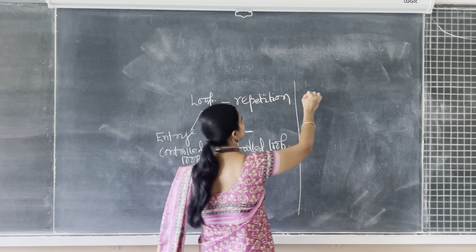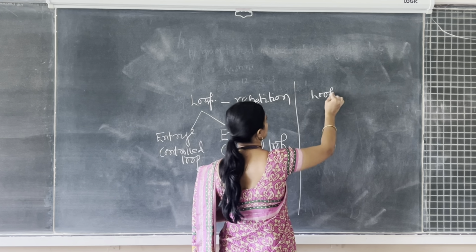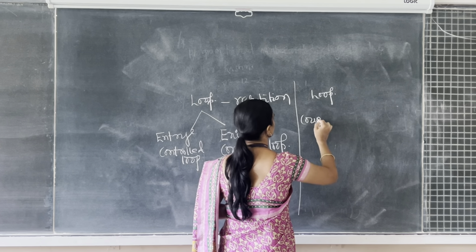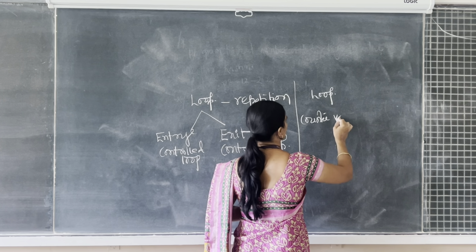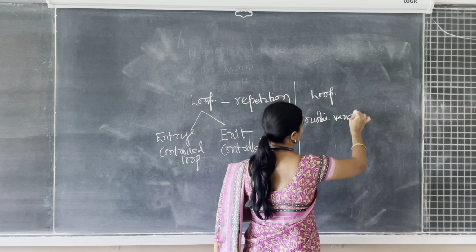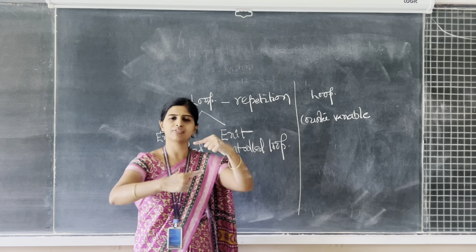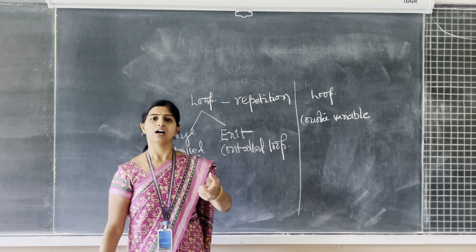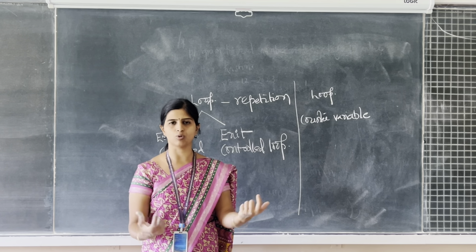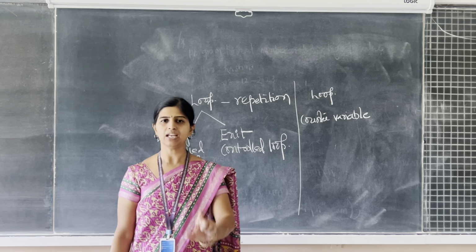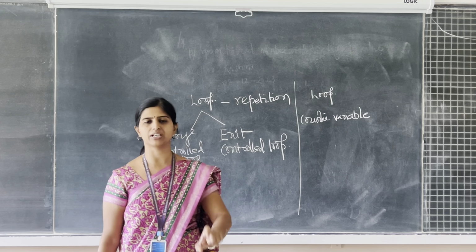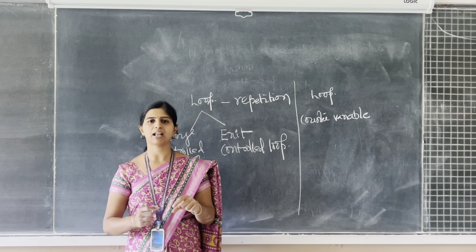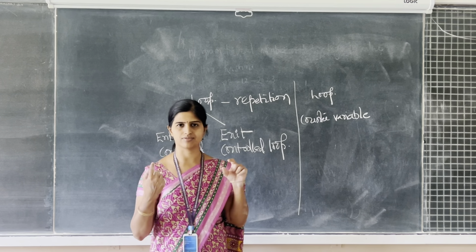Every loop will have something called a counter variable, which keeps track of the number of repetitions. When I am considering the whole number, definitely it is going to be integer data type. One counter variable you are going to maintain to keep track of the number of repetitions.